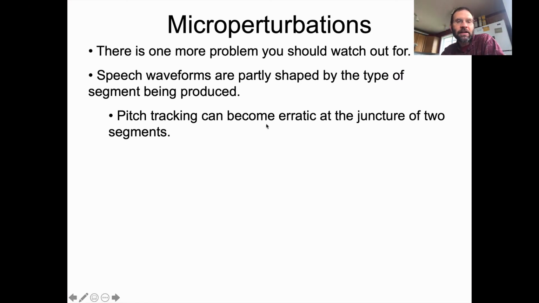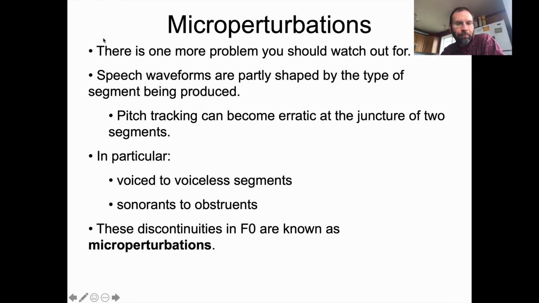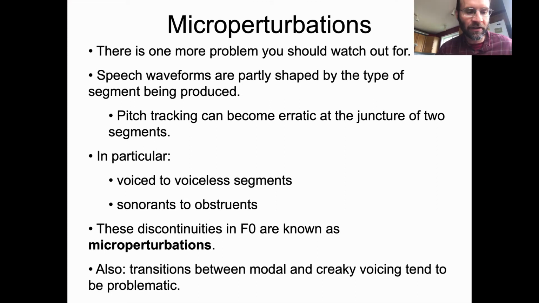And for that reason, pitch tracking can become a little bit erratic at the juncture of two different types of segments. In particular, you get this when you're going from voiced to voiceless segments, or from sonorants to obstruents, that sort of thing, or from vowels to nasals. So what you see there are little bumps in the F0 contour sometimes, and they're known as micro perturbations. And those, again, are not necessarily illusions. They represent some acoustic reality in the signal. Your job is not to get misled by them and not to think that they're more important than they actually are. And I'll give you an example here in a second.